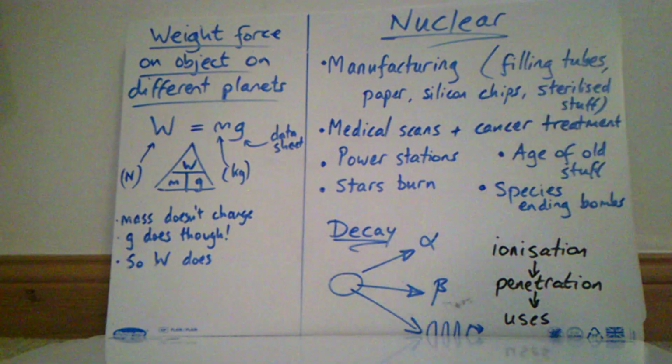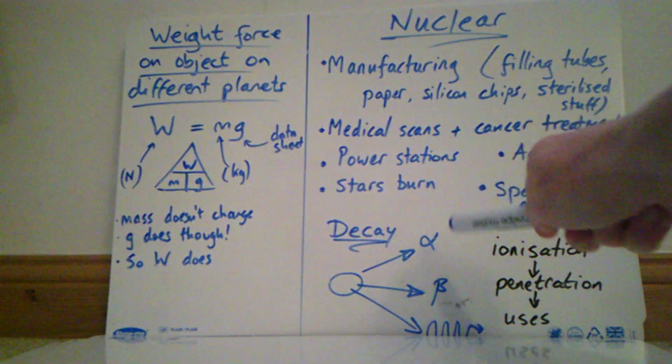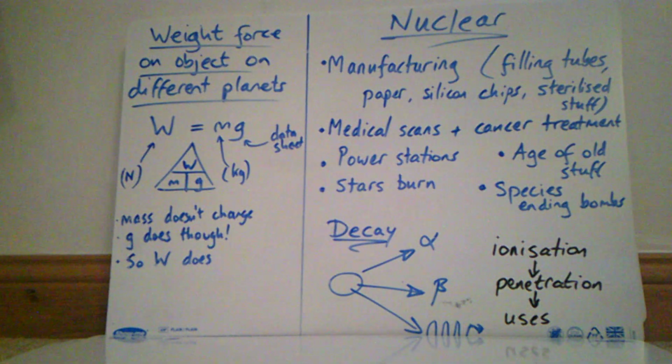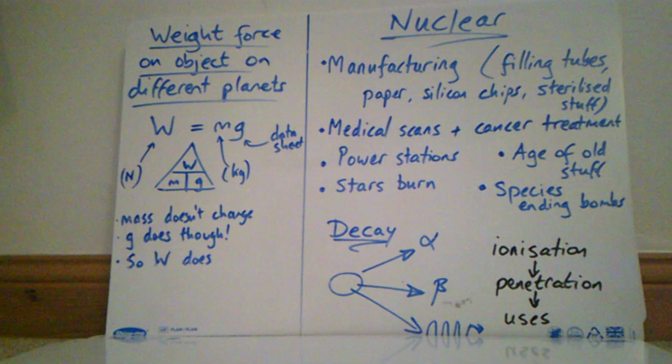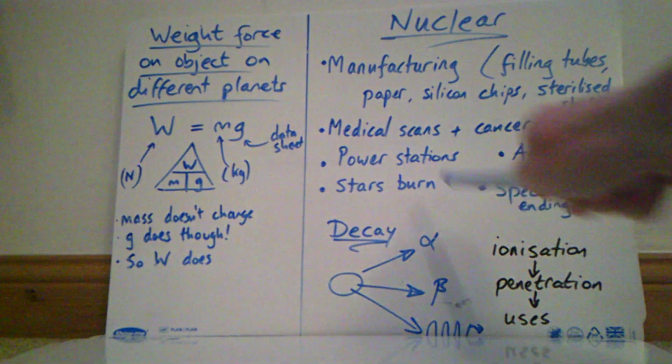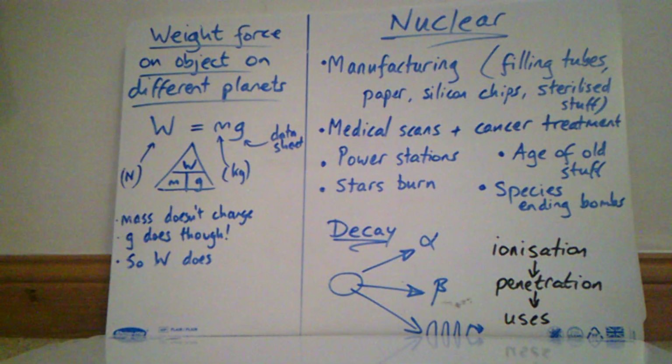Nuclear decay is when a radioactive particle spits out bits of radiation. There's alpha bits, beta bits, and gamma bits. The level of ionization, you need to know what ionization means. Ionization is when radiation rips electrons off an atom, and that kind of stops the radiation from going any further. So if a radiation is very ionizing, then it doesn't penetrate very deep.